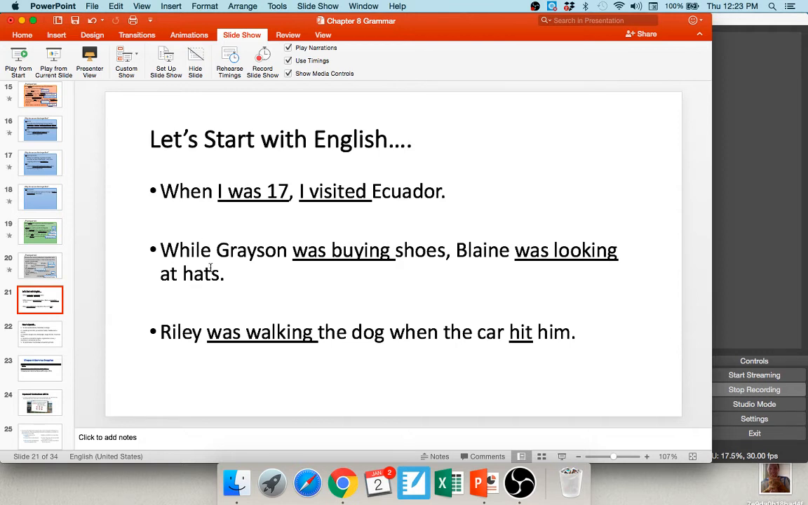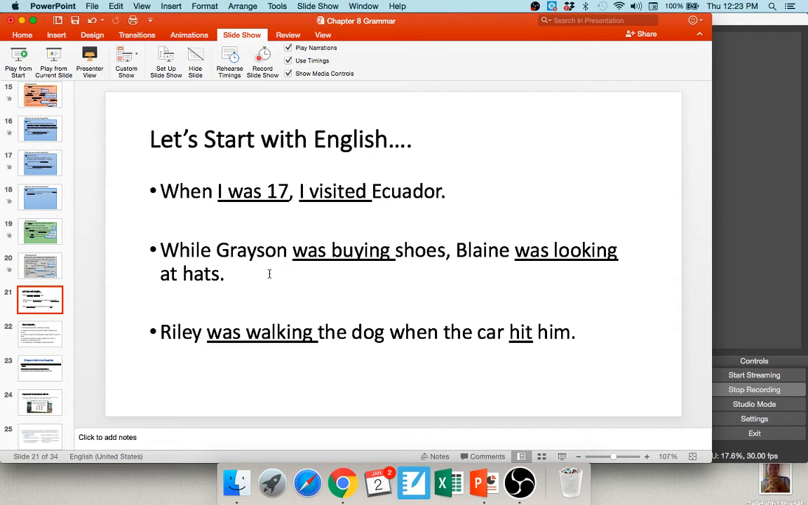Okay. While Grayson was buying shoes, Blaine was looking at hats. Both of these in this case are translated as was or wereing. So while Grayson was buying shoes, imperfect, Blaine was looking at hats, also imperfect.